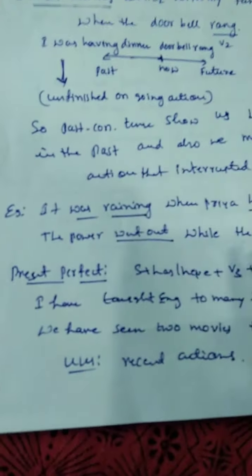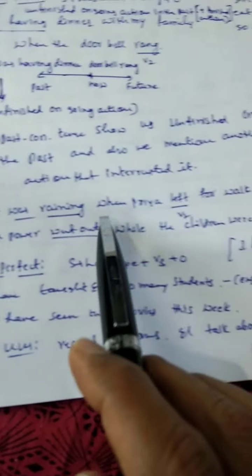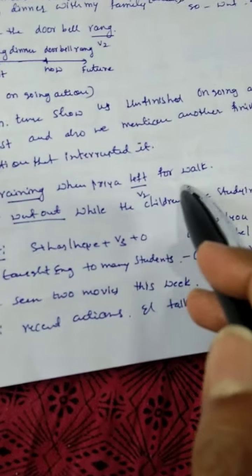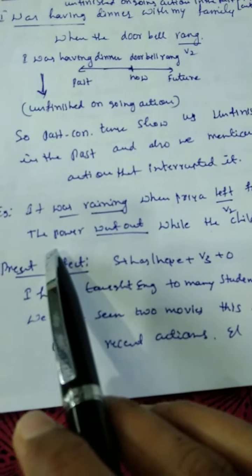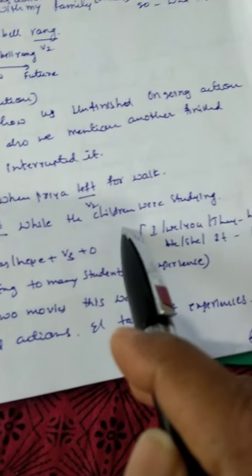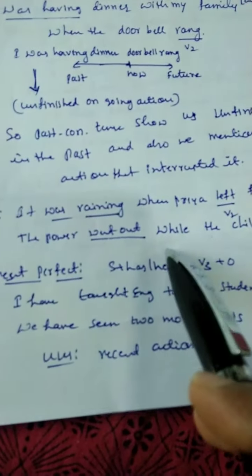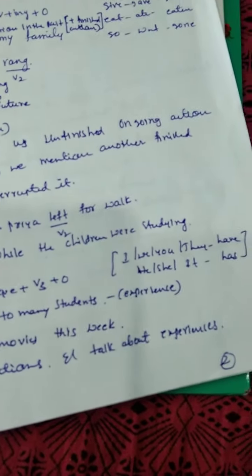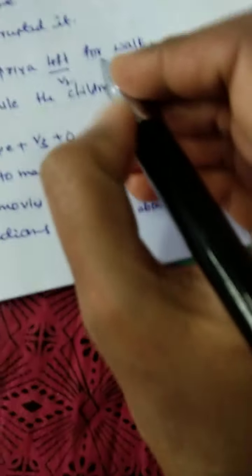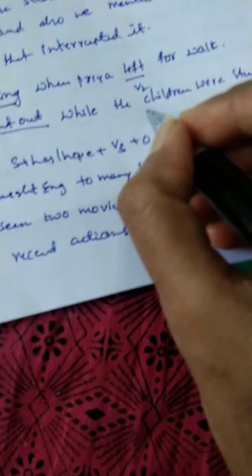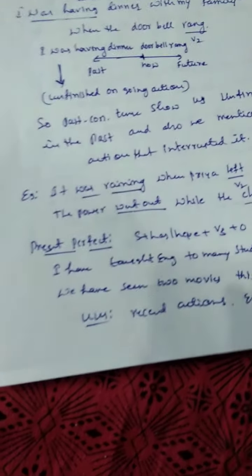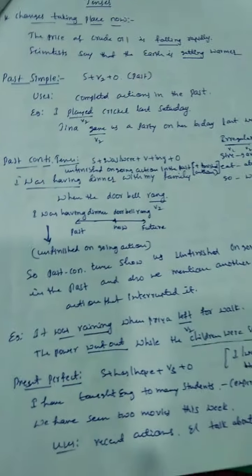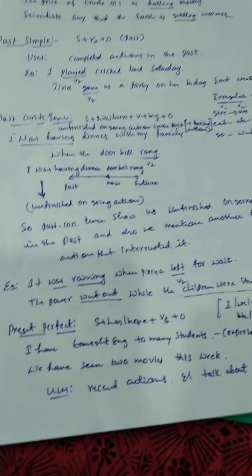And another example I have given: It was raining when Priya left for work. The power went out while the children were studying. The power went out, V2 here, while the children were studying. Were studying is past continuous tense. If the action was going on in the past, then we have to use this past continuous tense.